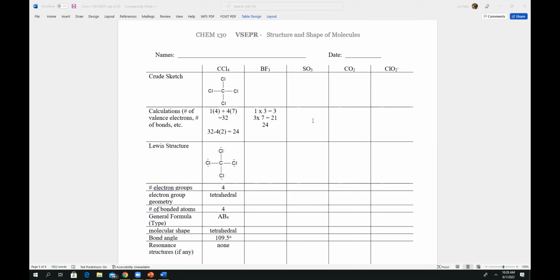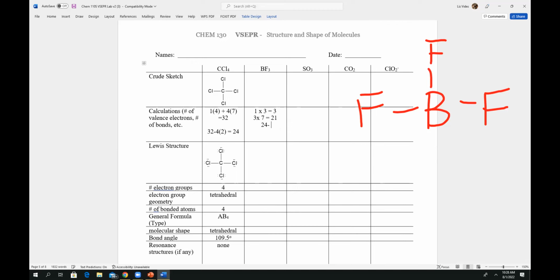Now, okay, so we know that. So we're drawing now. So we got the boron, we got the fluorines. Remember how we do that? We place them around the central atom, and then we make bonds. 1, 2, 3. These 3 bonds now have used 6 of my electrons. So I have to go back to here, and I have to say, okay, now I need to subtract 6, right? And that gives me a total of 18, right? All right, so I have 18 electrons.